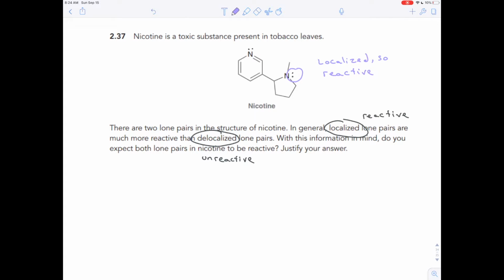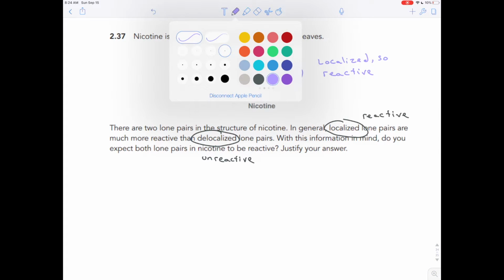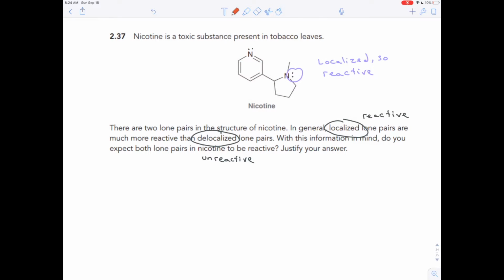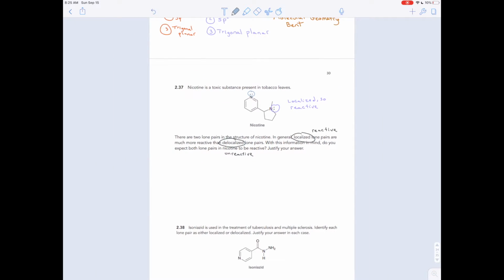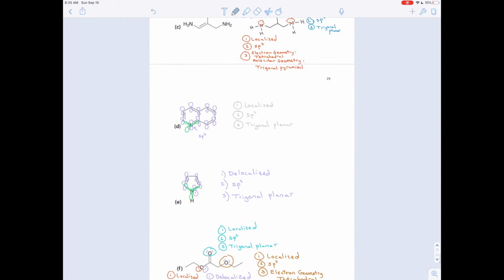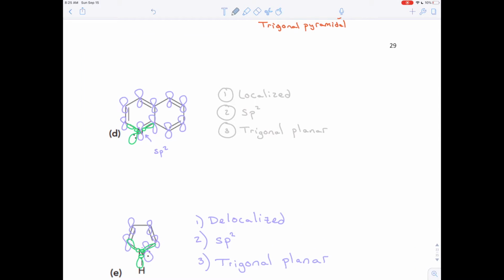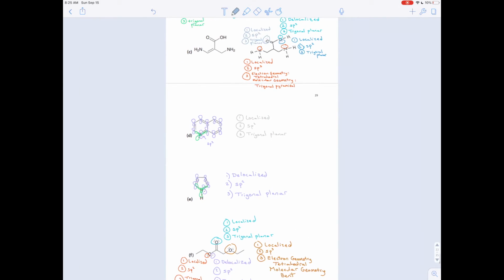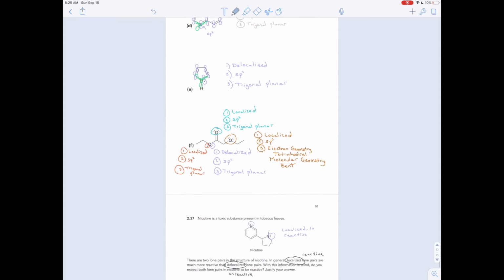Okay, then the other lone pairs. Now, these lone pairs here on the other nitrogen are a case that we've seen before in a previous problem. We saw something a little like this in D before, in the previous problem in 236.